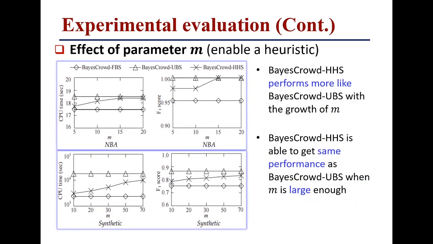Compared with BayesCrowd FBS or UBS, we show the corresponding experimental results when varying M. For BayesCrowd HHS, its accuracy gets higher with the growth of M. In other words, it performs more like BayesCrowd UBS and is able to get the same performance as BayesCrowd UBS when M is large enough.